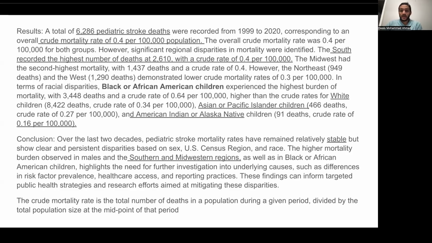Conclusion: we learned that there's higher mortality in males, higher mortality in the South and the West, and in African Americans, and there needs to be further investigation to look at prevalence, healthcare access, and reporting practices. So that's crude mortality rate: the total number of deaths per population, divided by the total size at the midpoint of that period.